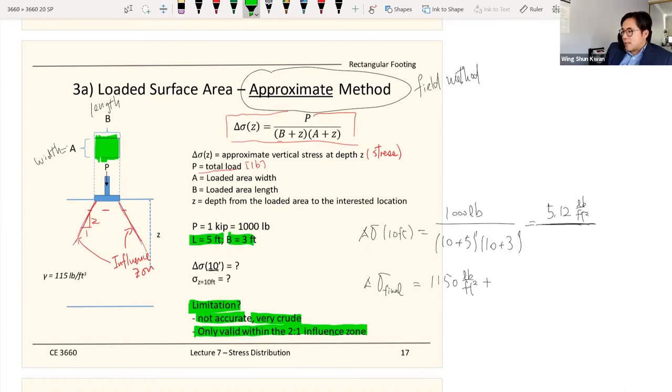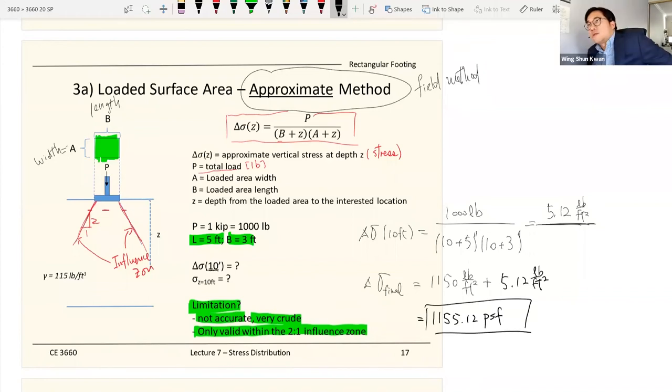Distributed stress, and that is from the loading plus the overburden stress you experience from the salt on top of it. So with these two terms, we know the final stress is 115.12 PSF. So this is the approximate method, it's the quick method.